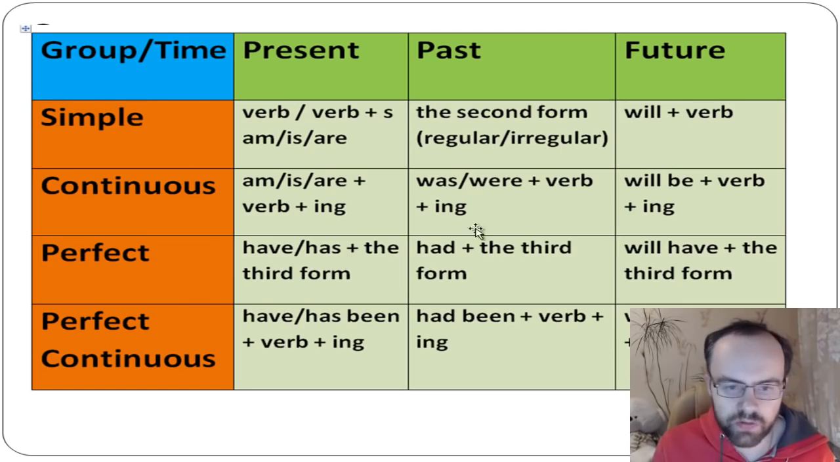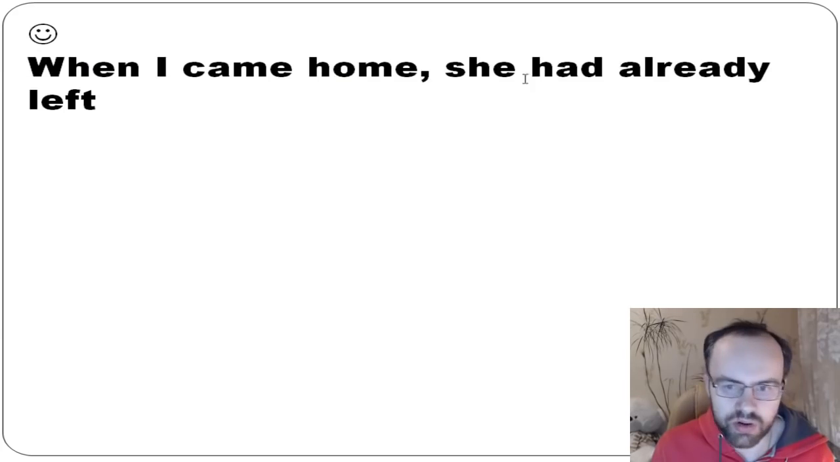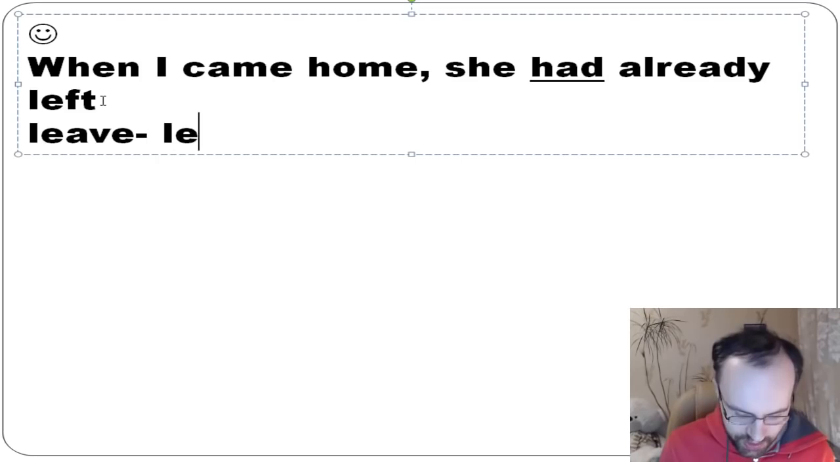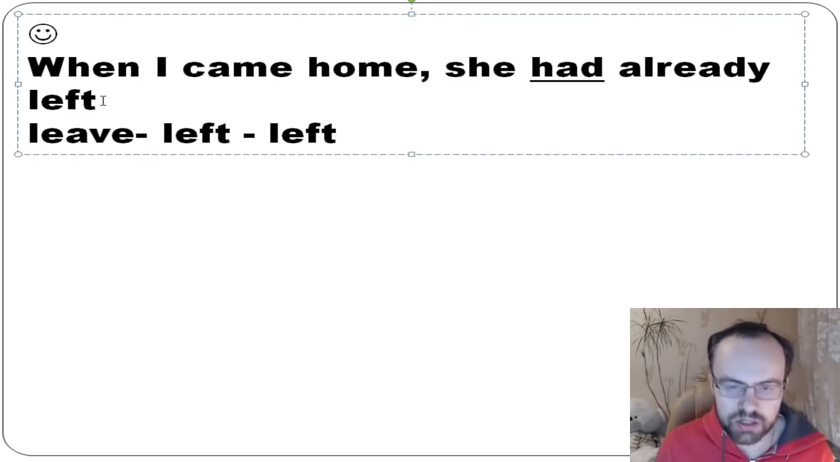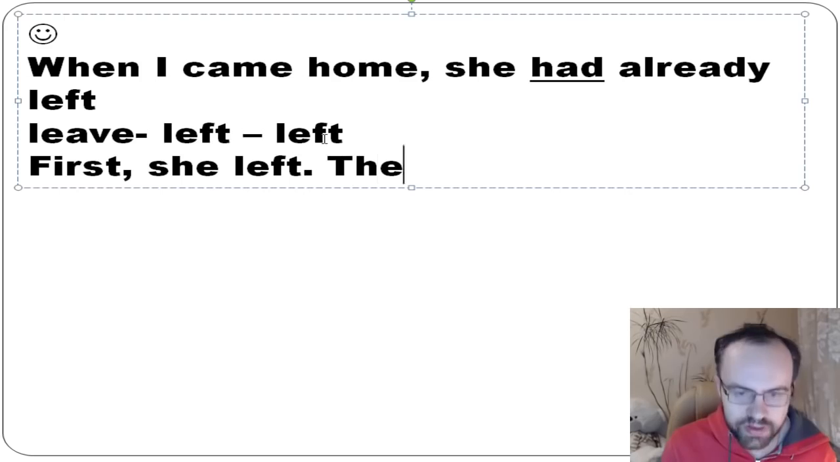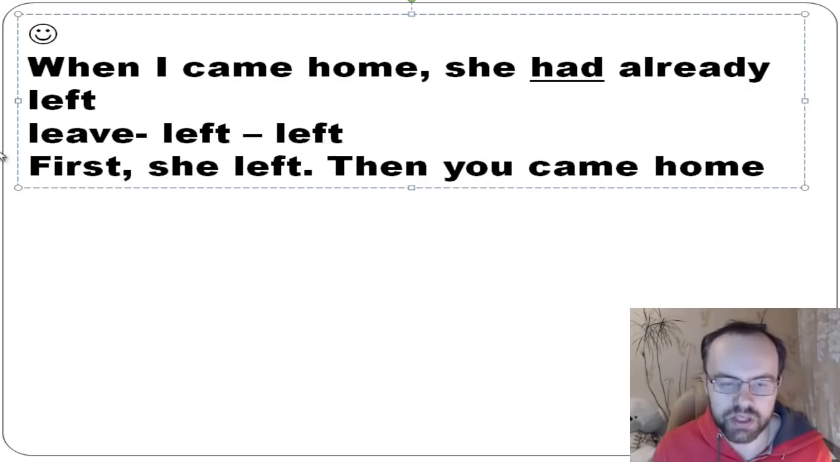So let's look at the formation of past perfect. You see had plus the third form. We know this thing here, leave, left, and left is the second form, and it's also the third form. So it means that it's one time before. First she left, and only then you came home. Okay. So it's a very important thing. It's one time before.